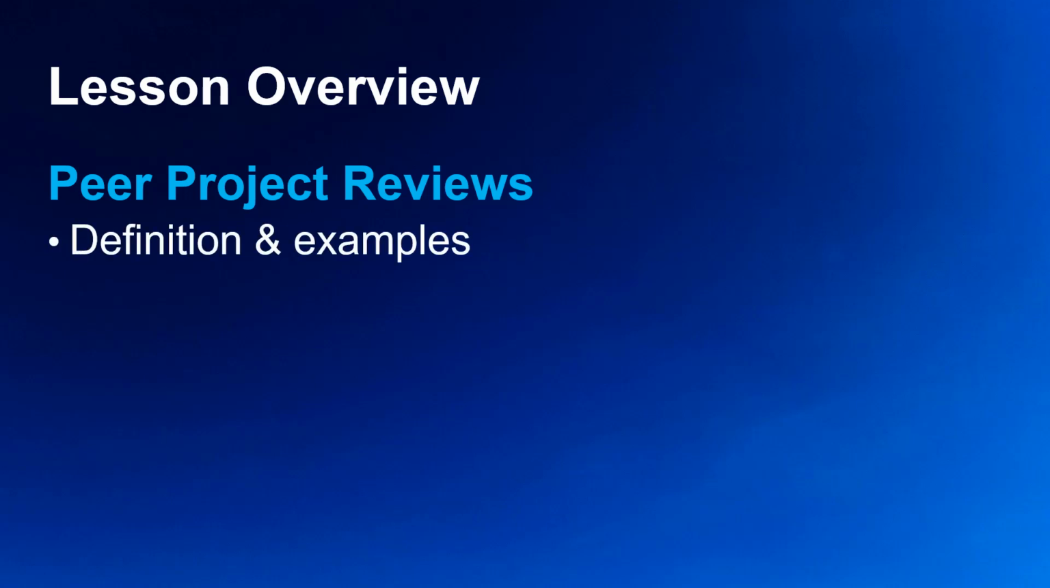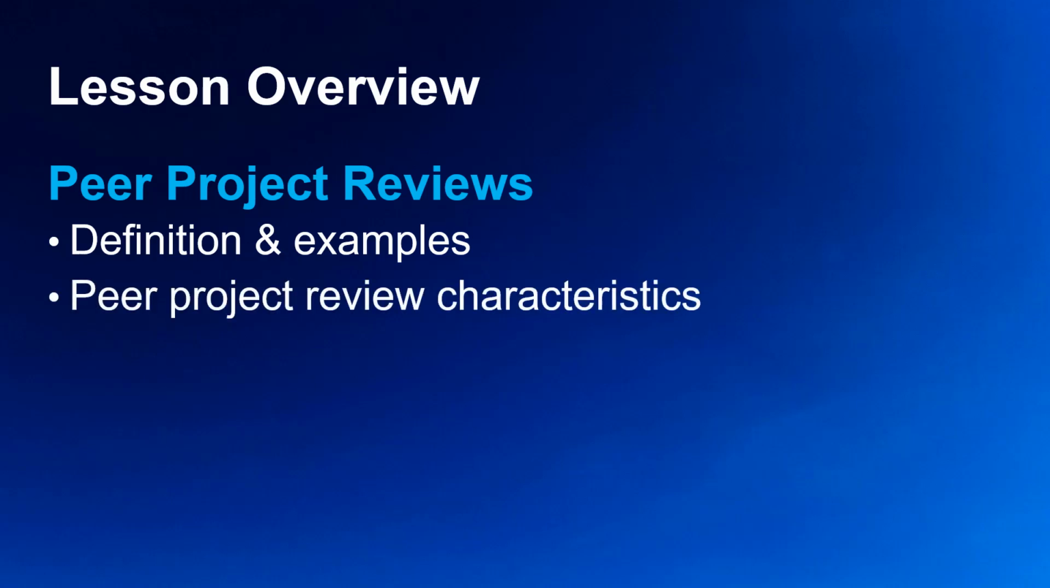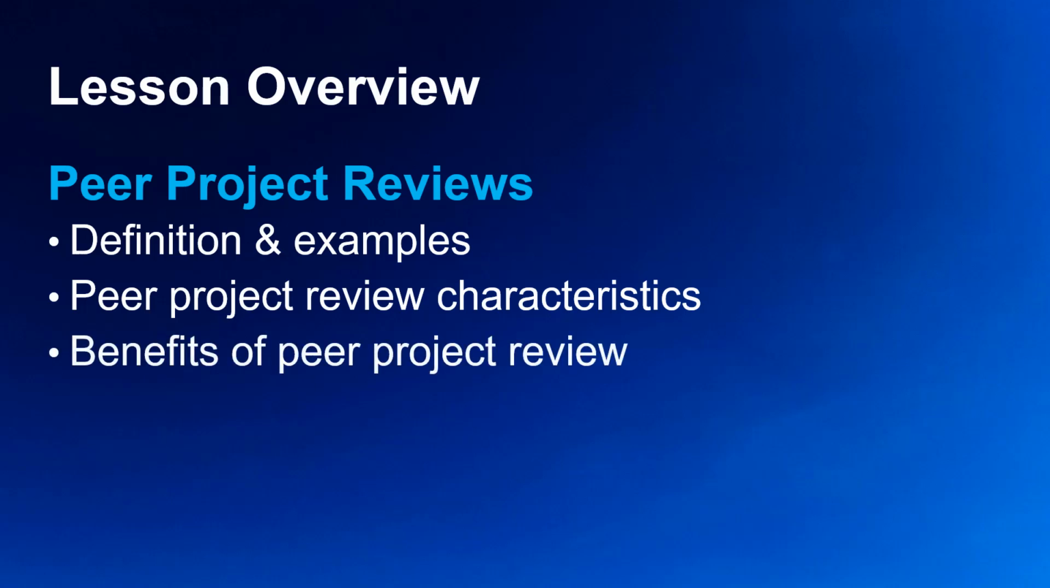We first define what the peer project review is and cite some examples of how this technique is used in a variety of disciplines and areas. Next, we focus on peer reviews that are conducted to evaluate projects. We look at some characteristics of a peer project review and who participates in such a review. We also see how a peer review can differ widely from project to project. We also consider why you should be using this technique and the benefits it provides to projects.